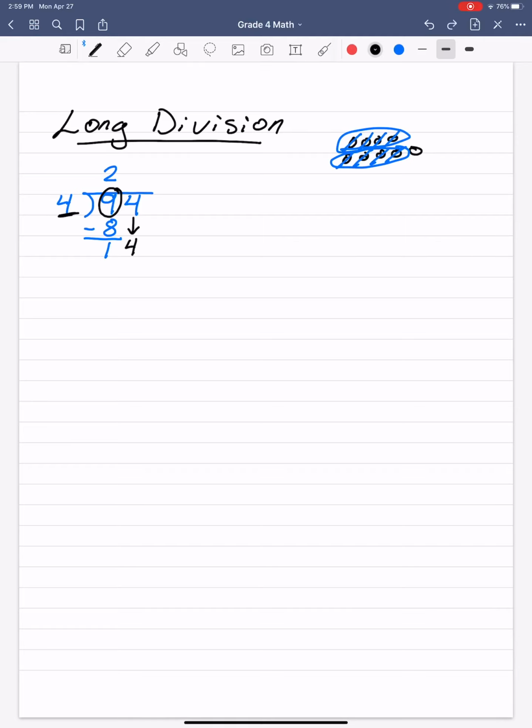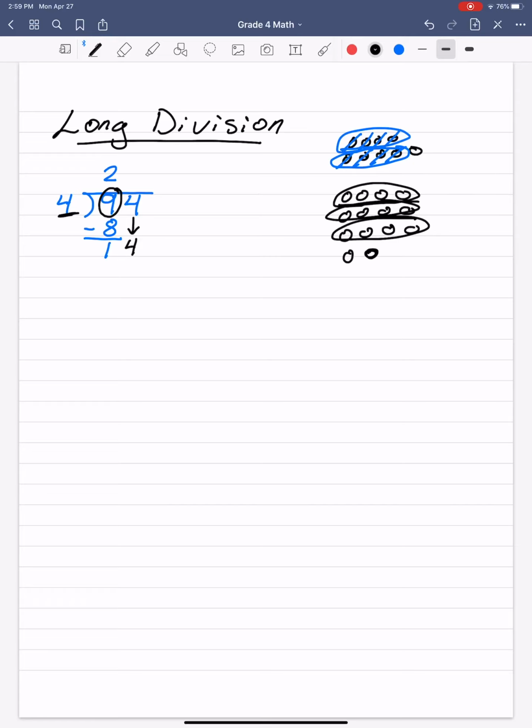I'm just going to erase that because I don't want it to get in the way. But 14, now we have 14 things. That's 14, okay? Normally you don't draw when you're doing this. It's just that I want you to understand why we're doing these steps. Now, how many groups of 4 can we make out of 14 things? So let's see. 1 group of 4, 2, 3. That's all we can make, 3.